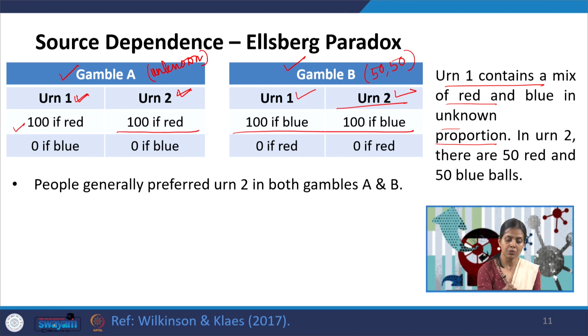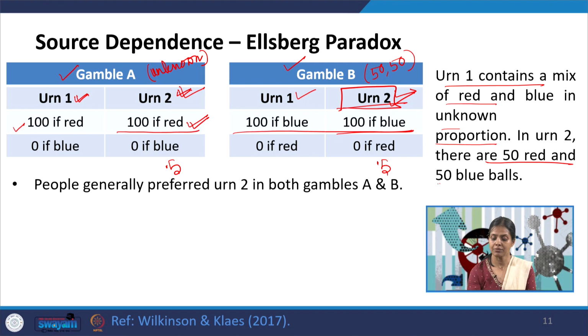So, if you are choosing urn 2 in gamble A, then it implies that you expect there are a greater number of red balls in urn 2. The probability of picking up a red ball is actually higher if you choose urn 2, where you know that in urn 2 there are 50 red balls and 50 blue balls. Now, if you are choosing urn 2 when you are getting 100 for picking up a blue ball, and again you choose urn 2, that means you think that there is a greater probability of picking up a blue ball, which means the probability of getting a blue ball is more than 50%, or more than 0.5. So, the probability of getting a red ball is more than 0.5 here, the probability of getting a blue ball is more than 0.5 here, while we know that urn 2 has 50 red and 50 blue balls.